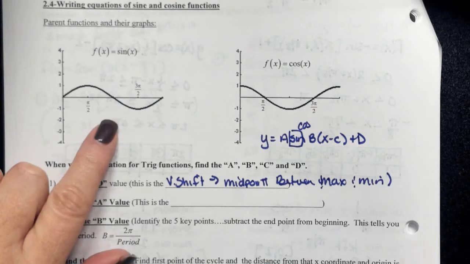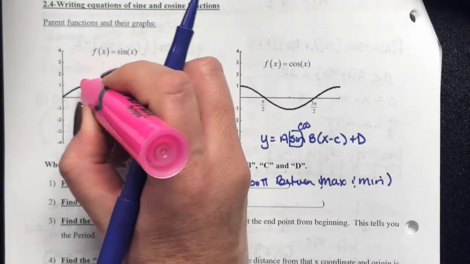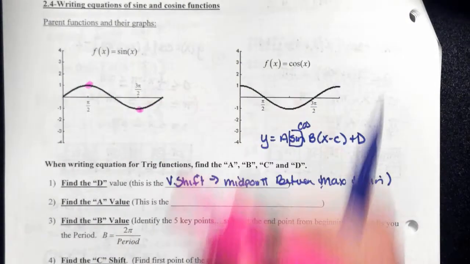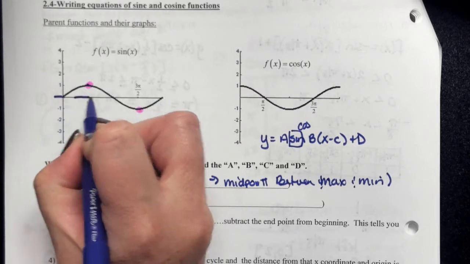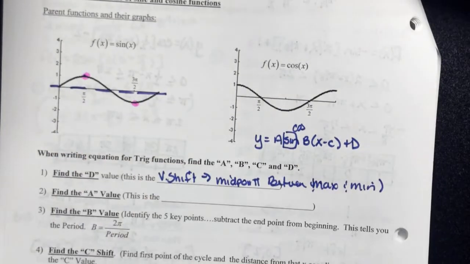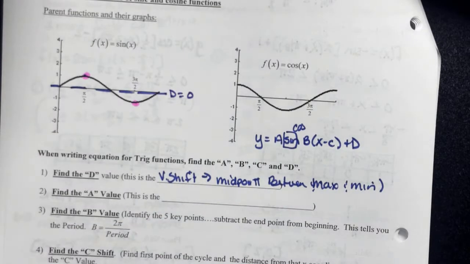So for example, if you take a look at this first curve, notice your highest point is up here at 1. Your lowest point is down here at -1. Notice the midpoint between 1 and -1 is 0. So that particular graph would have a D value equal to 0. That's how you identify whether or not you have a vertical shift. You look at the max, you look at the min, and then you find the midpoint.